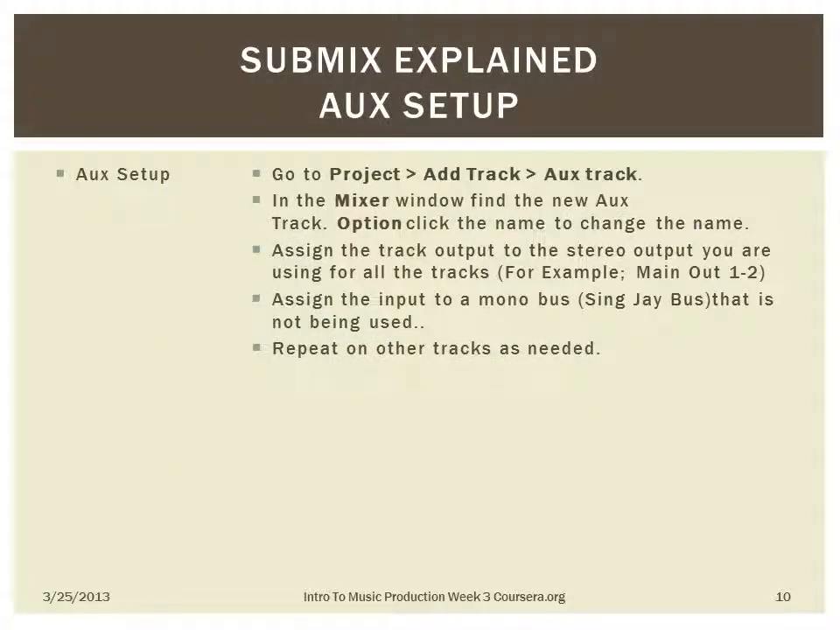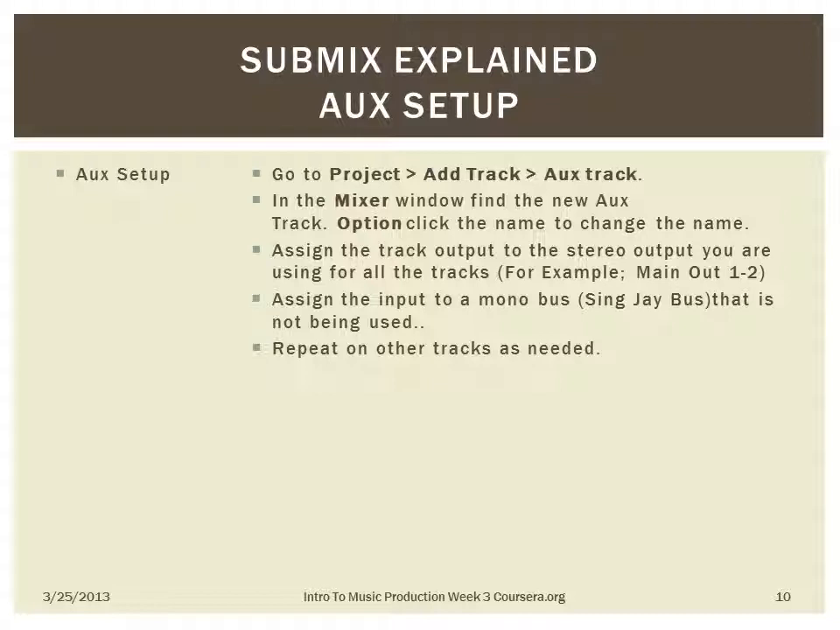Okay, now we want to do the auxiliary setup. In order to do that, you want to go to Project, Add Track, and then go to Auxiliary Track, and then click on that. What you want to do is assign the track output to the stereo output you're using for all the tracks. For example, I'm using my Mode 2, and I'll do main out 1 and 2. And then here's a trick. You want to assign the input to that mono bus that you just created. In this case, I use Sing J bus. And then you have created your submix right there.